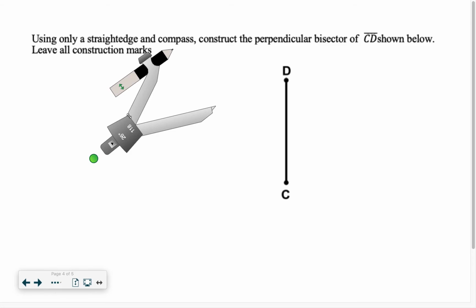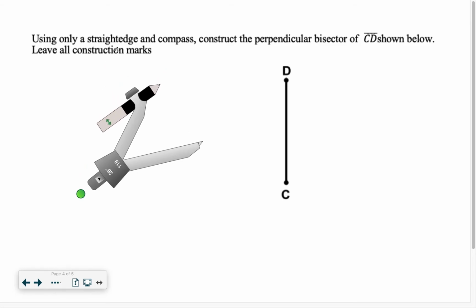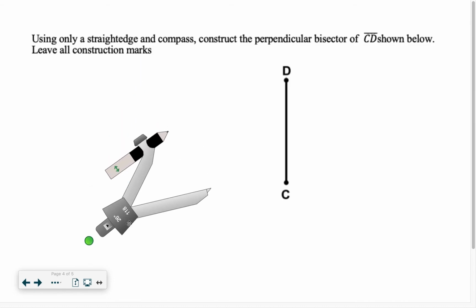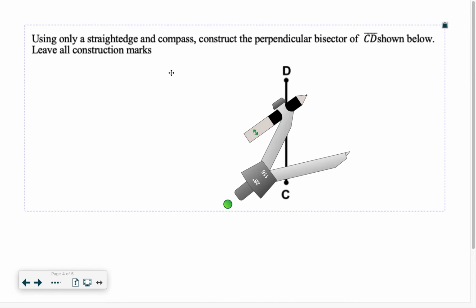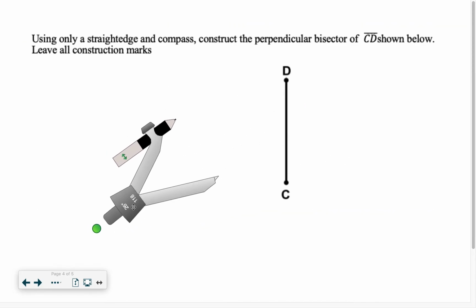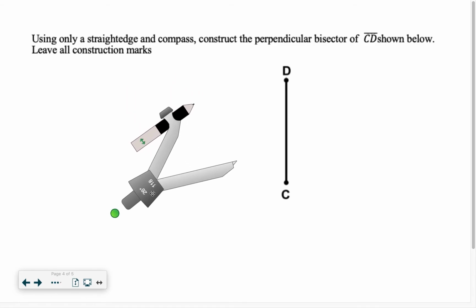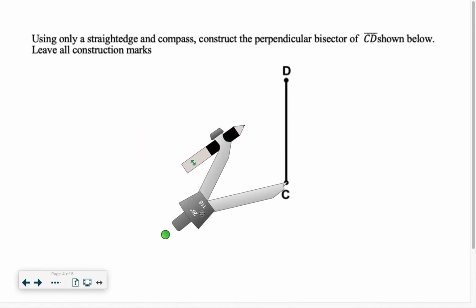Well, hey, we're about to construct one. So using a compass and a straight edge, construct a perpendicular bisector, okay? Let's construct a perpendicular bisector. And here we go. First thing to do is take your compass, put your needle on one end of the segment, and make an arc.